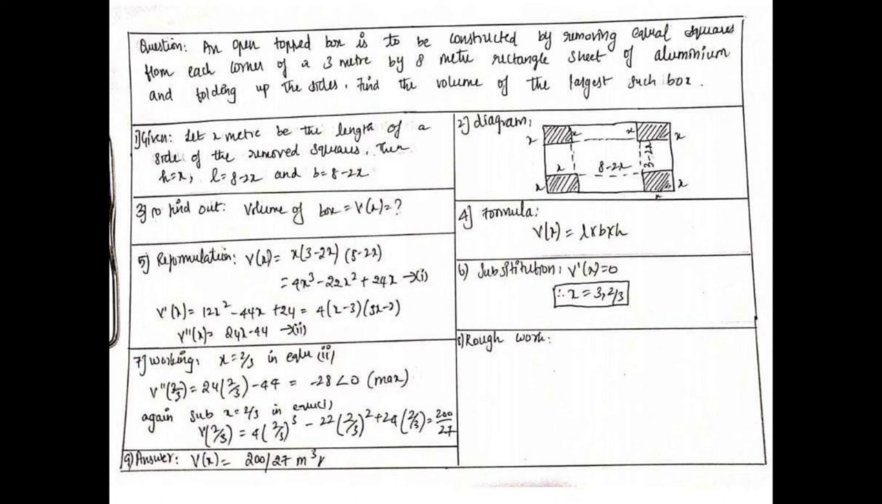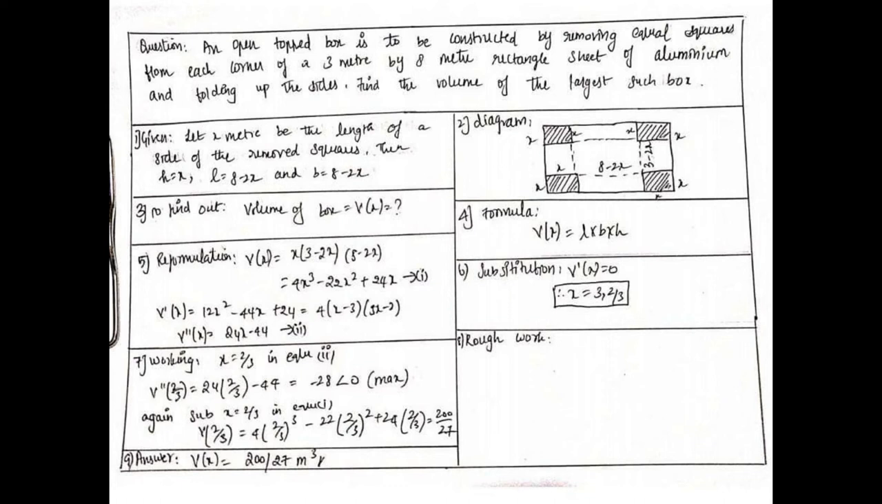V double dash of x is equal to 24x minus 44, which is equation 2. Working, x is equal to 2 by 3 in equation 2. V double dash of 2 by 3 is equal to 24 into 2 by 3 minus 44, which is equal to minus 28, which is less than 0, then it is maximum.